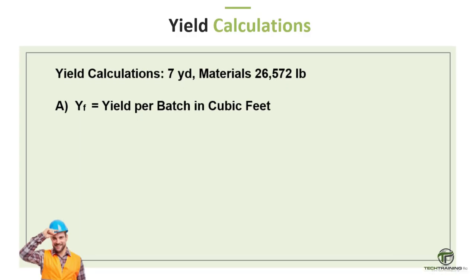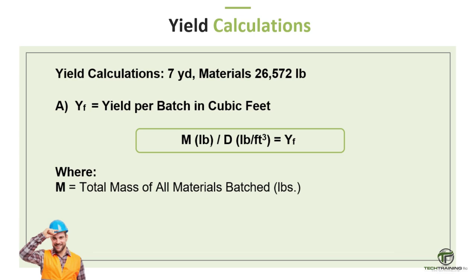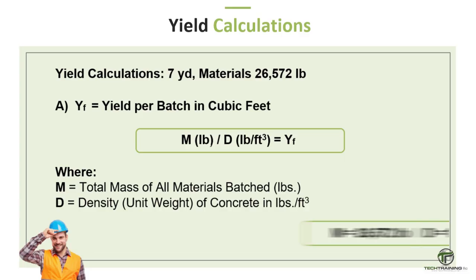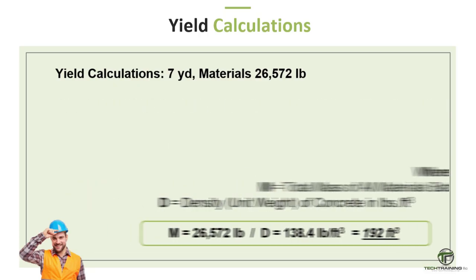To calculate the yield per batch in cubic feet, the calculation is m divided by d, where m is the weight of all materials batched, and d is the density, or unit weight, of the concrete. In this case, that is 26,572 pounds divided by 138.4 pounds per cubic foot, equals 192 cubic feet of concrete. This is the yield in cubic feet.